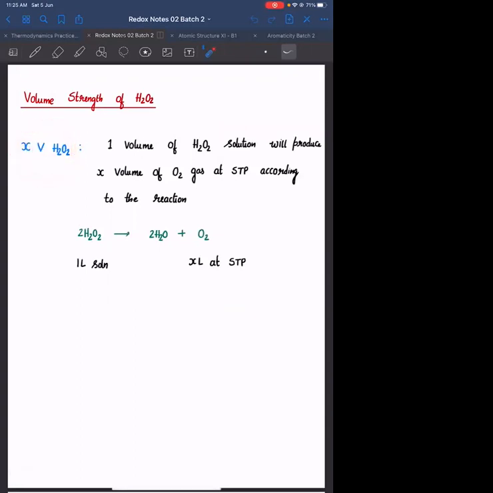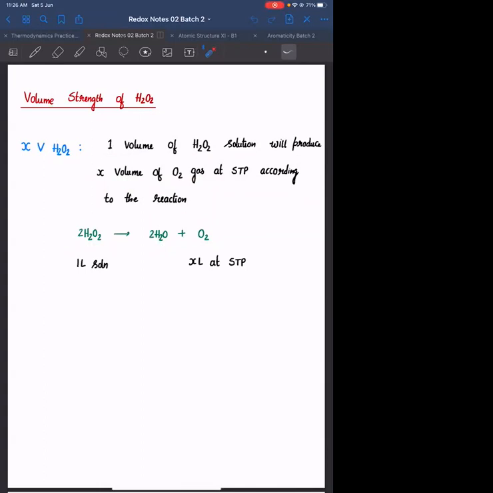If I take one volume of this particular H2O2 solution, it will produce X volumes of O2 at STP according to this following reaction. One volume means you can take 1 ml, 1 liter, 1 dm cube, anything. If I'm taking 1 ml of H2O2 solution, it will produce X ml of O2. If I take 1 liter of H2O2 solution, it will produce X liters of O2. According to this particular equation, 2 H2O2 gives rise to H2O plus O2.